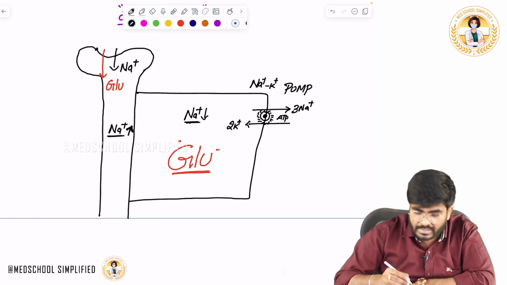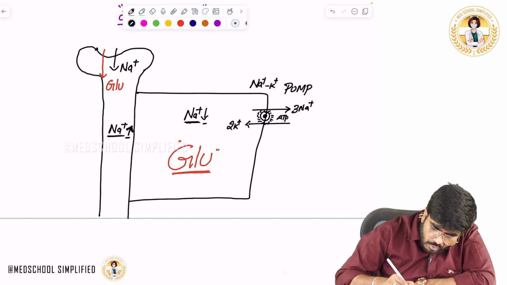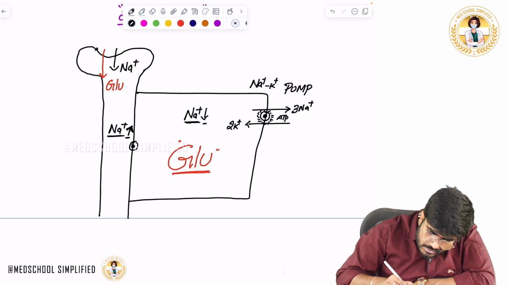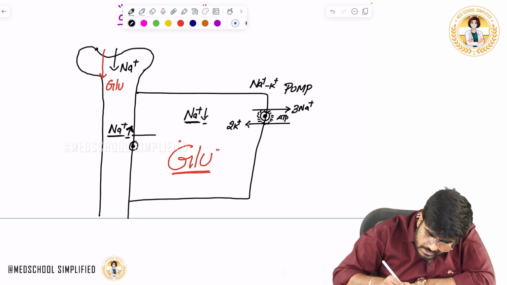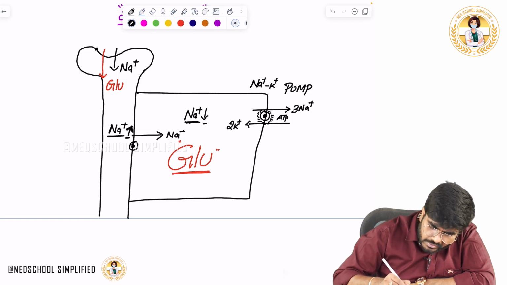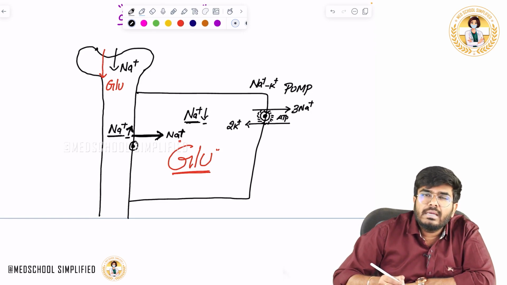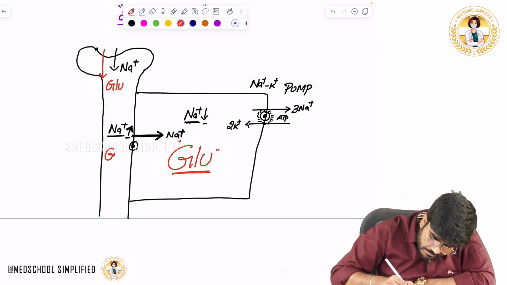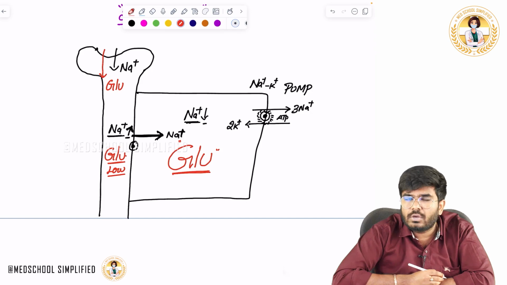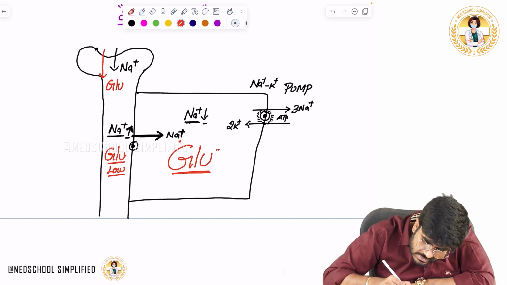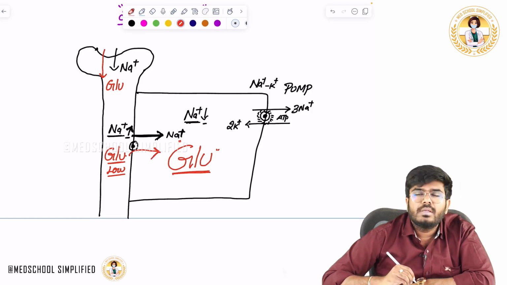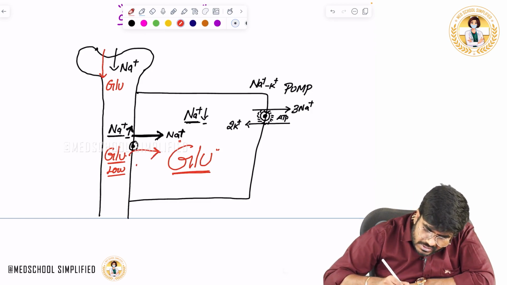So sodium is having a gradient. Sodium can move from high concentration to low concentration. So here there is a transporter through which sodium is moving from high concentration to low concentration, into the cell. When a substance is moving from high concentration to low concentration, it can take some other substance along. Here the glucose in the lumen is less in concentration, and this glucose is moving along with the sodium. So glucose is moving against the concentration gradient.